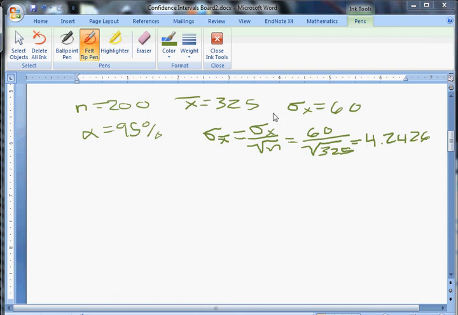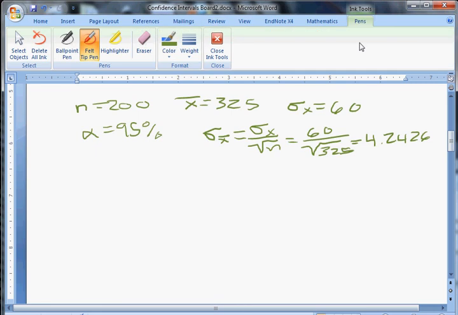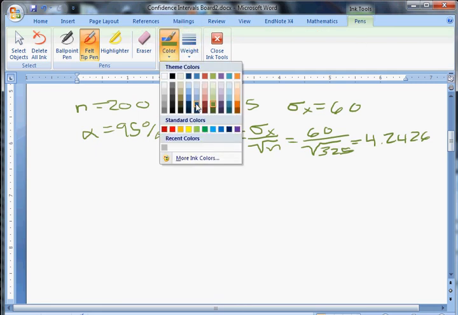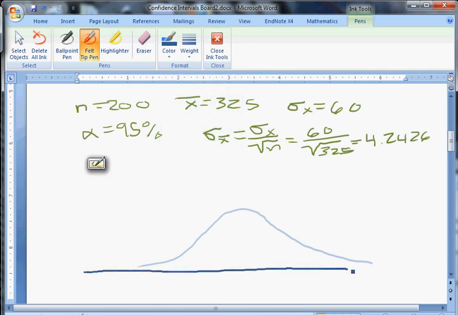Okay, once we know that, then we can draw the sampling distribution, our best guess for the sampling distribution of x bar. And as before, we know that this is going to be wrong, so I'm going to draw it in with a light color. So this is our best guess for the sampling distribution of x bar. Looks something like this. We know that's likely to be wrong because the chances of being exactly right are so small. This is 325, and the standard deviation of x bar is 4.2426.